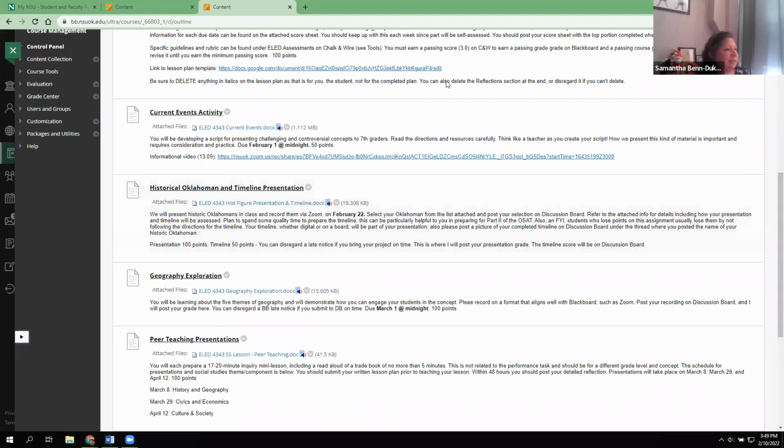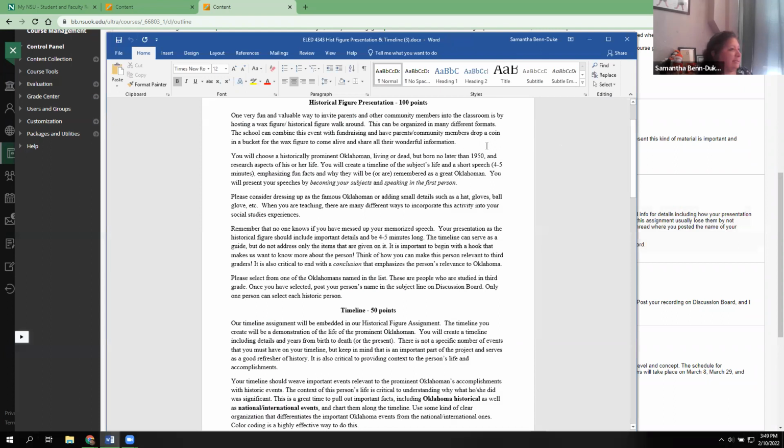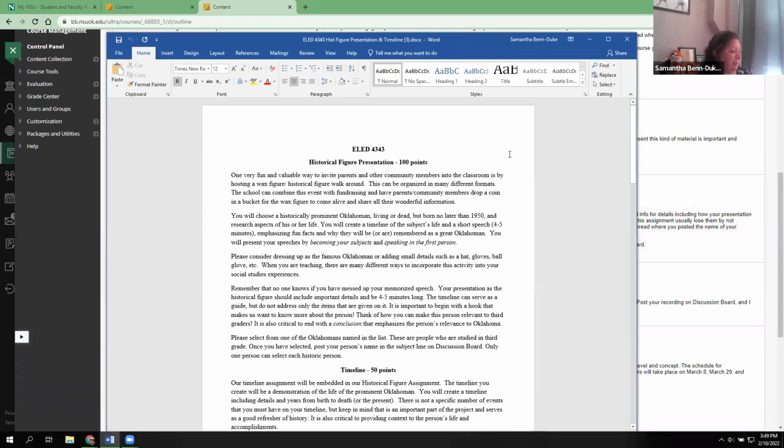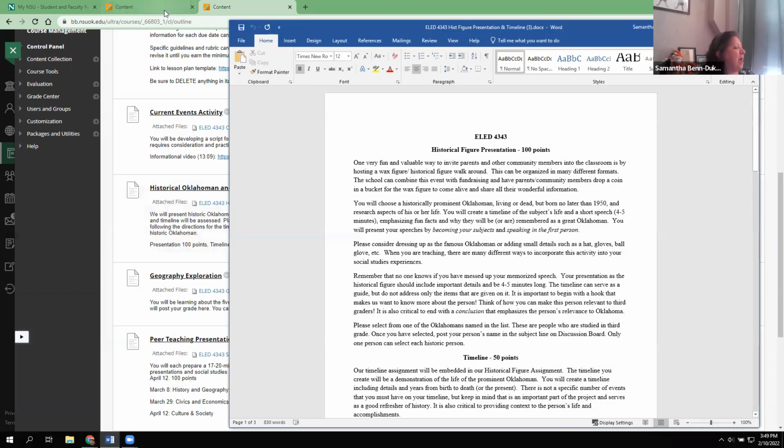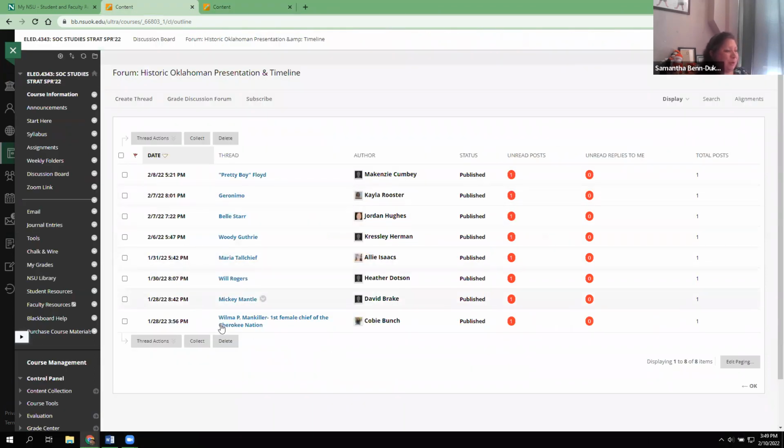with it. So looking at the information about it, first of all, I guess we should back up a little bit. Most of you have selected your person whom you're going to represent. If you haven't selected yet, that's okay, but you do need to be working on that. So be sure that you don't select one of these who's already been selected.